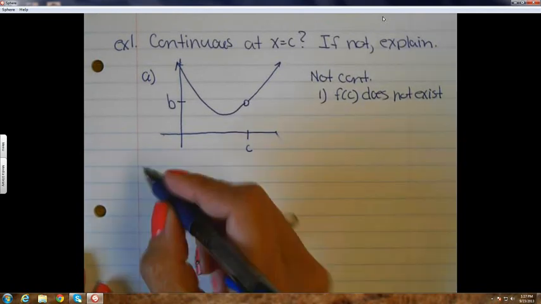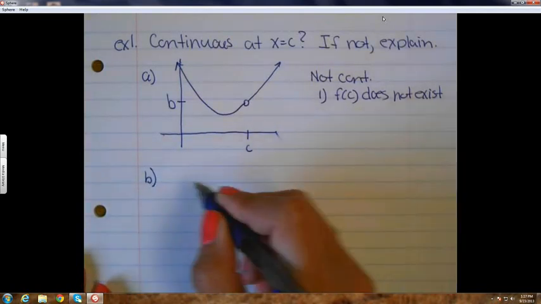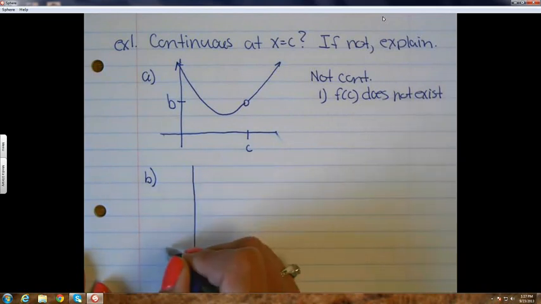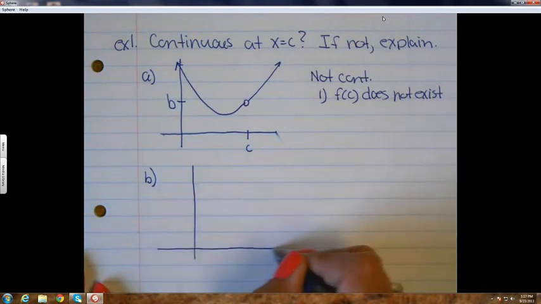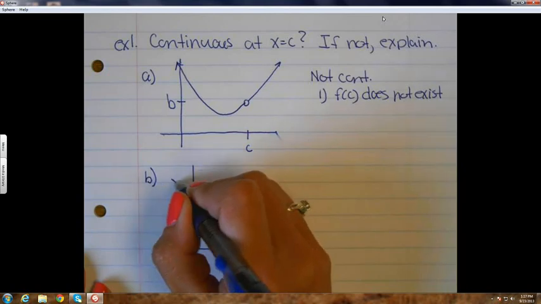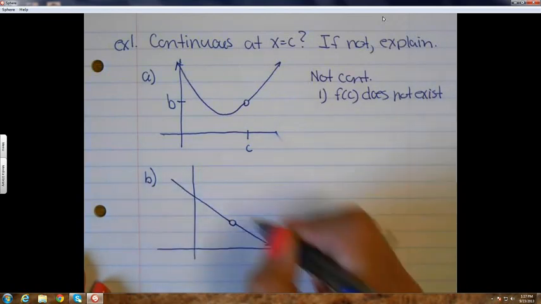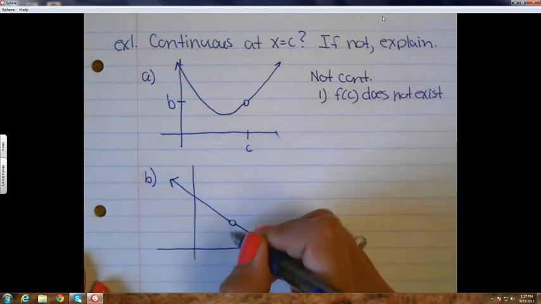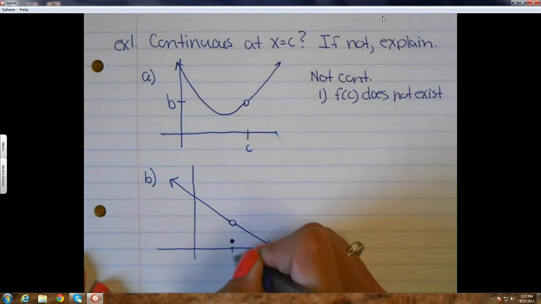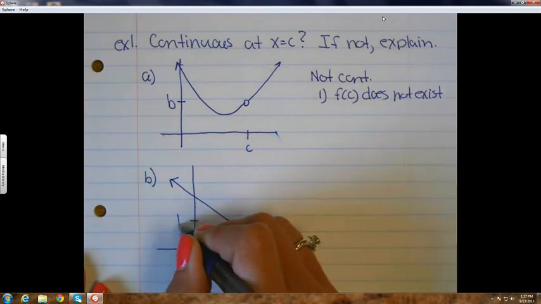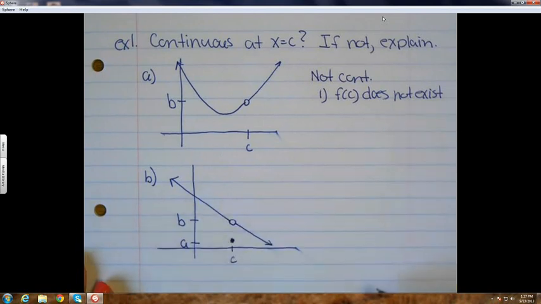Try another one. Line with a hole in it. We're going to put a point here, and we're going to put C right there. So, is that continuous at C? Absolutely not.